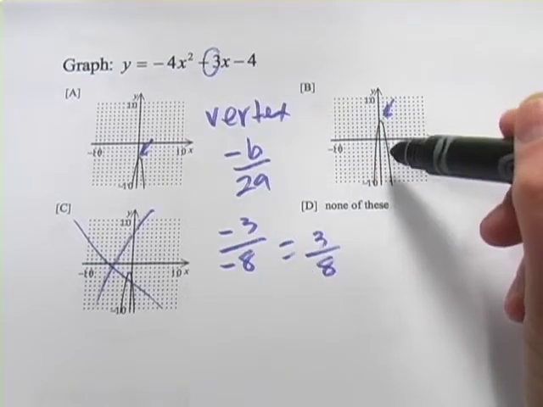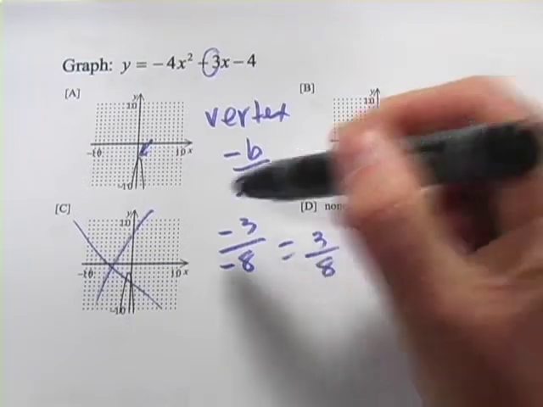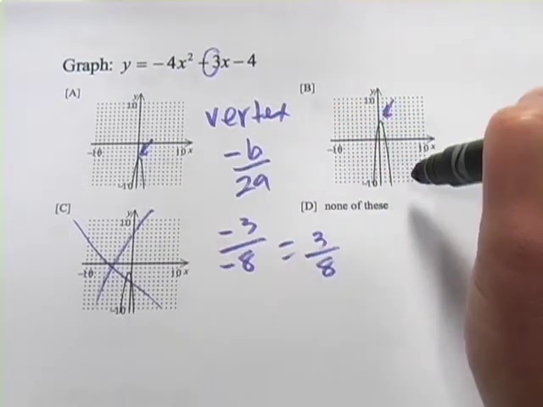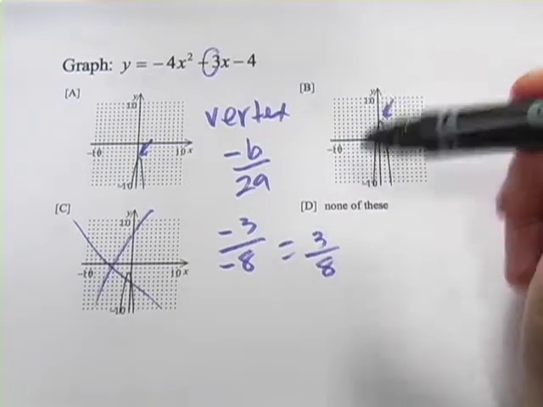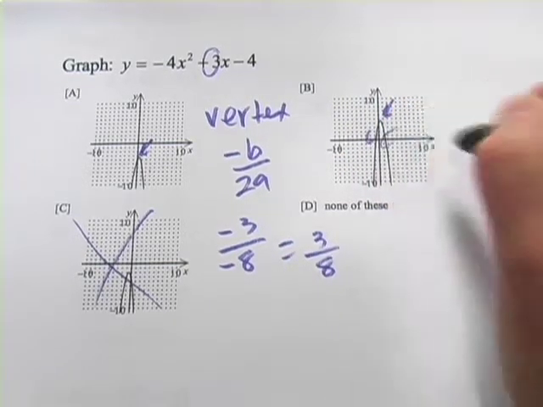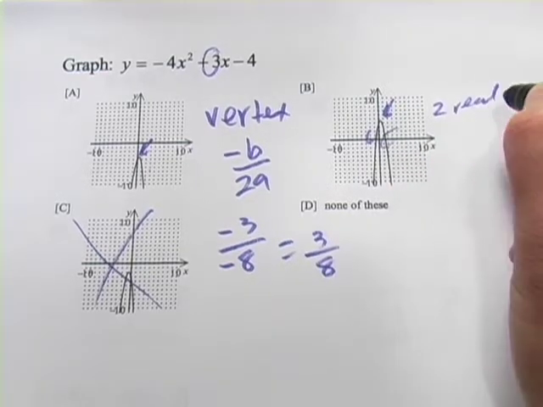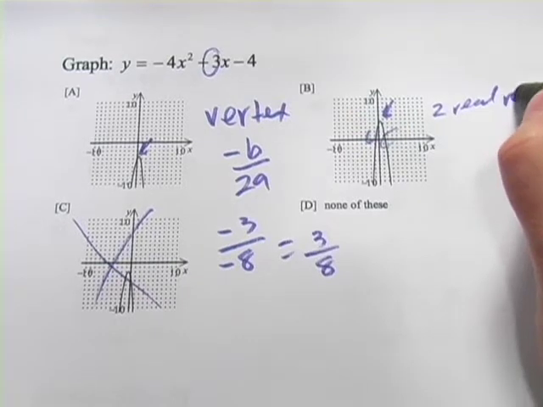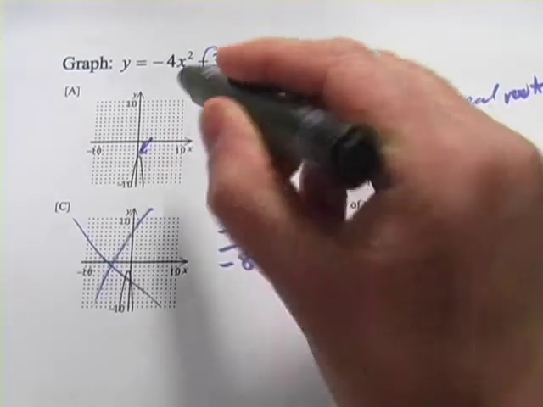Another thing to do is actually to try to solve it and see where the solutions are, because the solutions of this are where the parabola would cross the x-axis. And you'll notice there's 2 of them here. So this one, if it's right, it would have 2 real solutions, or real roots. This one doesn't have any, so these would be imaginary roots. So let's check the discriminant.